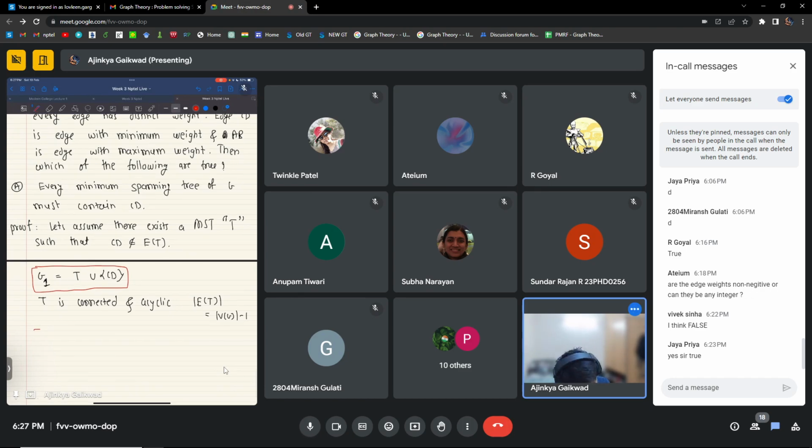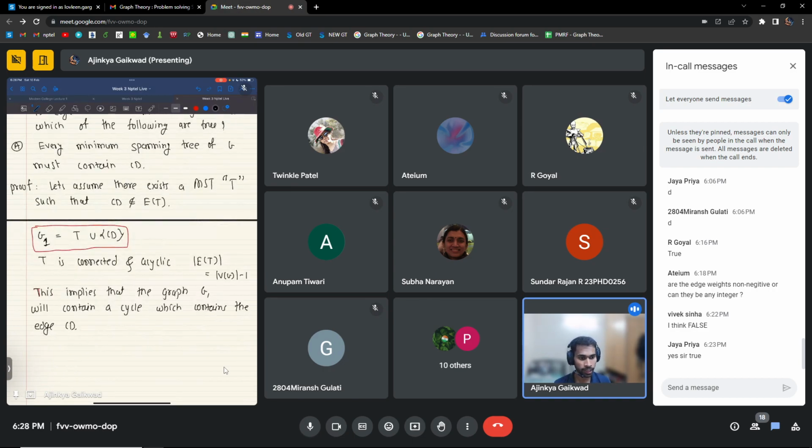This implies that the graph G1 will contain a cycle which contains the edge CD, right? Why should CD be there? Because before CD there was no cycle. After I added CD, now there's a cycle. That means CD should be there. Otherwise, that cycle would have been there before I added CD. So I have a cycle in G1 which contains the edge CD.